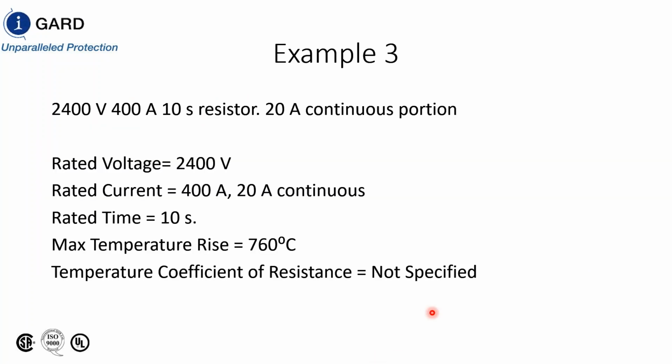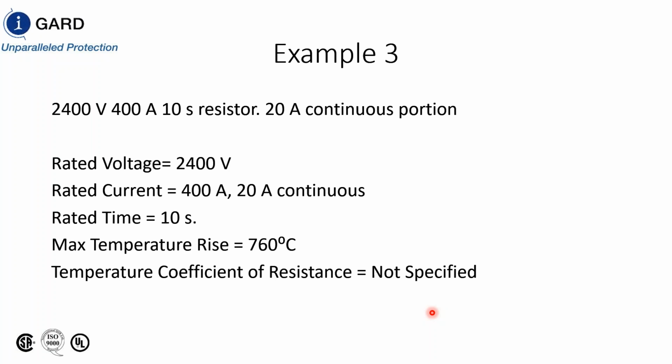But here's a good one. So we're going to have a 2400 volt, 400 amp, 10-second resistor with a portion of continuous current going through the resistor. This becomes really important when you have paralleling generators and you put a resistor on each generator. There's going to be a certain degree of circulating current going through the resistor even when there is no fault on the system.